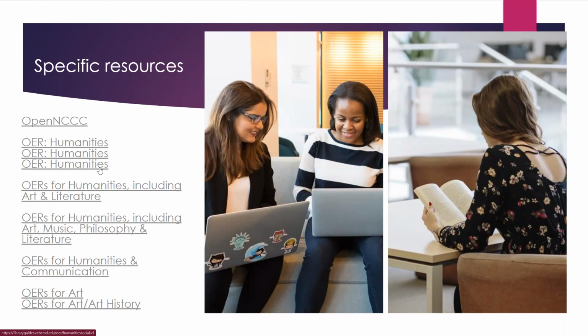the same. Whereas OERs for Humanities, including art and literature, these more specific ones here, OERs for art and art history, many of those resources actually contain textbooks. They are the individual texts that you might use in a classroom. So I'm going to show you the differences. You may have already seen this, which is, if you're like, I've already seen this, that is totally fine. I just want you to get a feel for what to expect.